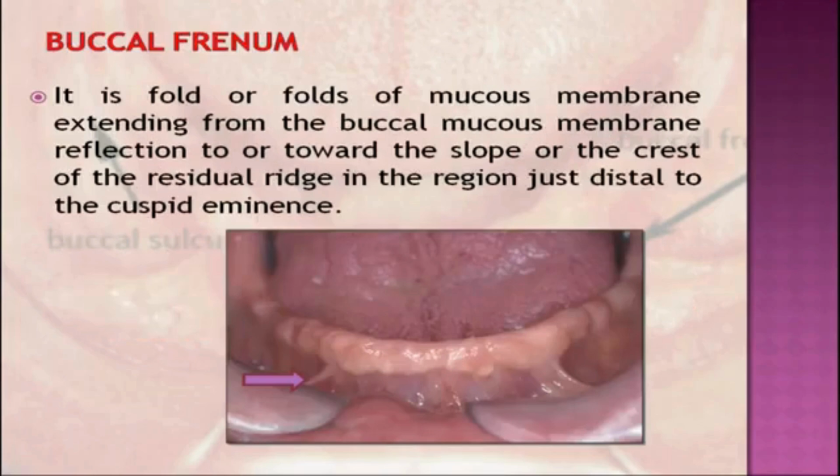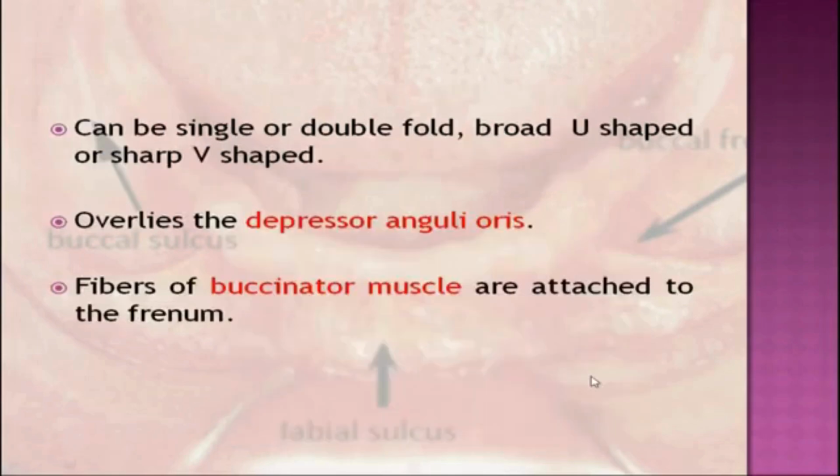Buccal frenum. The buccal frenum is a fold or folds of mucous membrane extending from the buccal mucous membrane reflection to or towards the slope or the crest of the residual ridge in the region just distal to the cuspid eminence. This membrane can be a single or double fold, broad U-shaped or sharp V-shaped. The reflection is in an anterior-posterior direction.